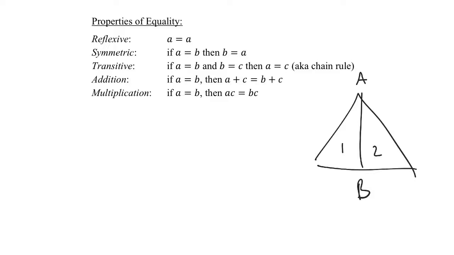Symmetric makes sense. Symmetric is just saying if A equals B, B equals A. Right? I could switch the order in which I make that statement there. Transitive, when I think of transitive, I think of the chain rule.